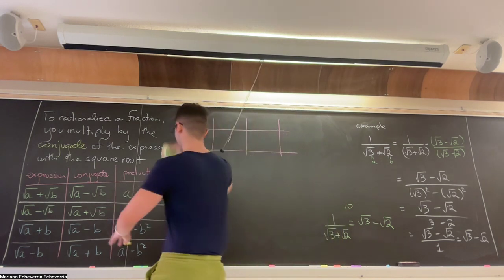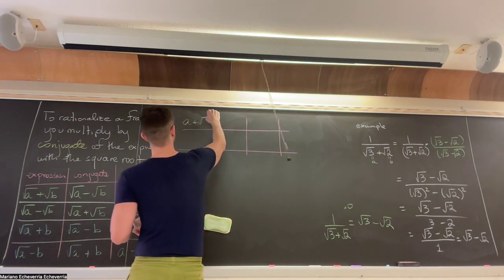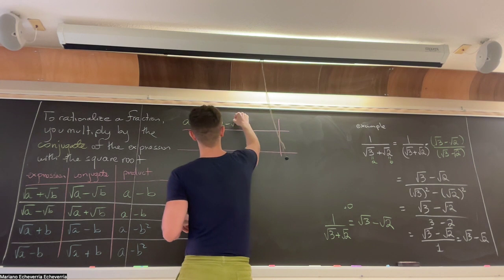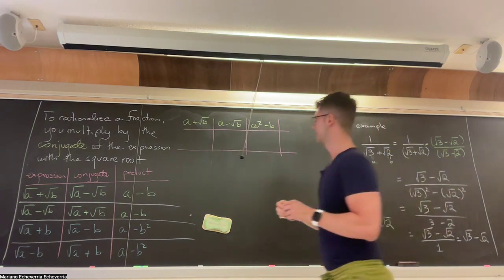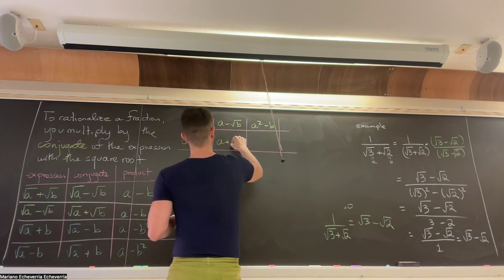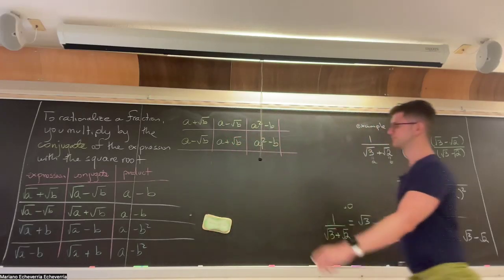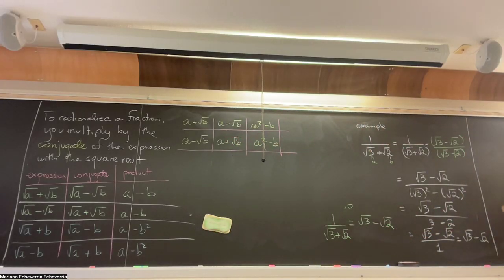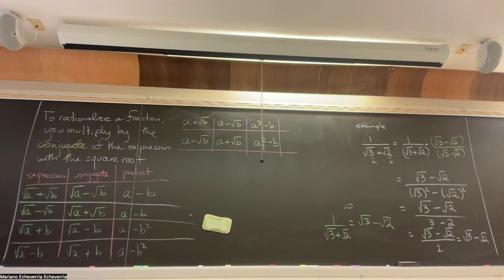The last one is the one I have written in yellow, I think. It's A plus root of B. The conjugate would be A minus root of B, and when you multiply these two, you get A squared minus B. And then you could also do A minus root of B. The conjugate of that is A plus root of B, and you get A squared minus B again. So the conjugate is just always flipping the sign. If there was a plus between the terms, you turn it into a minus, and if there was a minus, you turn it into a plus.